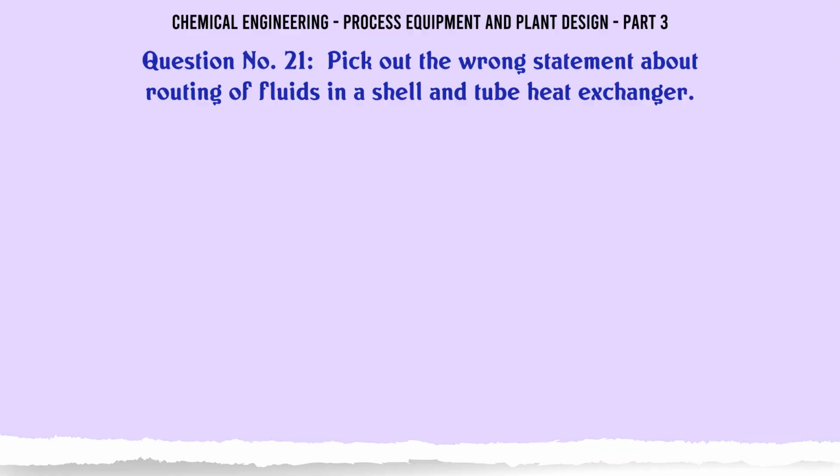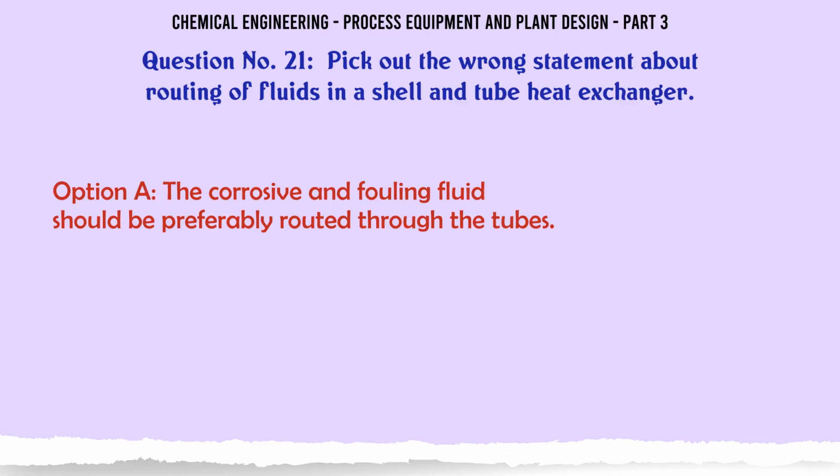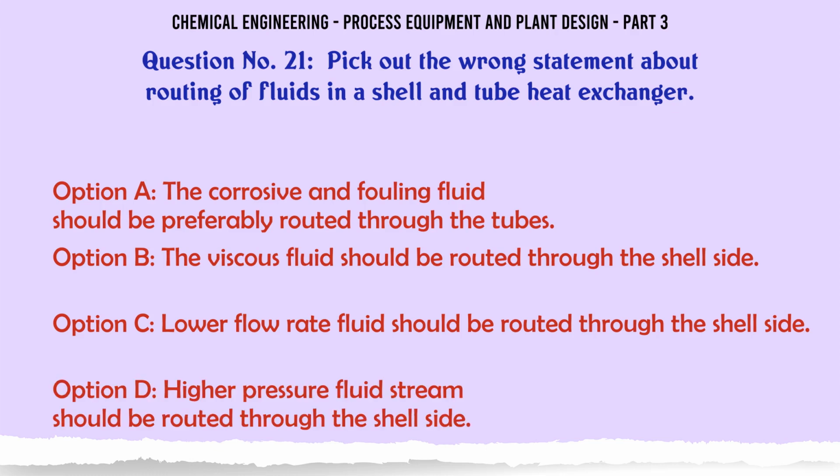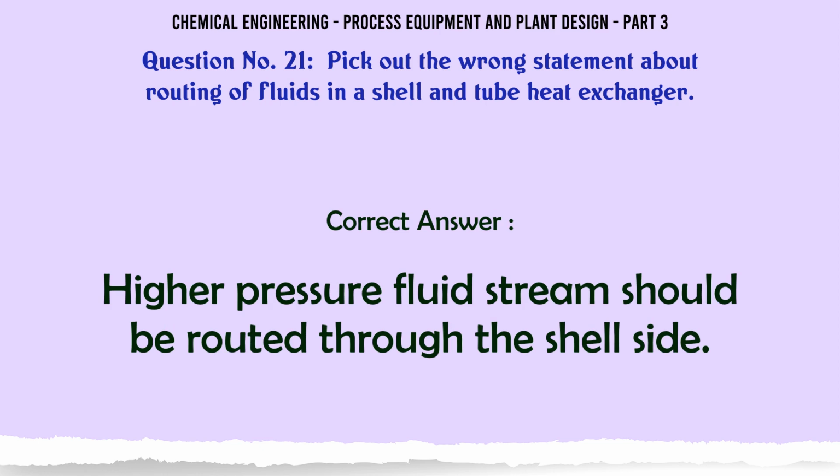Pick out the wrong statement about routing of fluids in a shell and tube heat exchanger. A. Corrosive and fouling fluid should be preferably routed through the tubes. B. The viscous fluid should be routed through the shell side. C. Lower flow rate fluid should be routed through the shell side. D. Higher pressure fluid stream should be routed through the shell side. The correct answer is higher pressure fluid stream should be routed through the shell side.